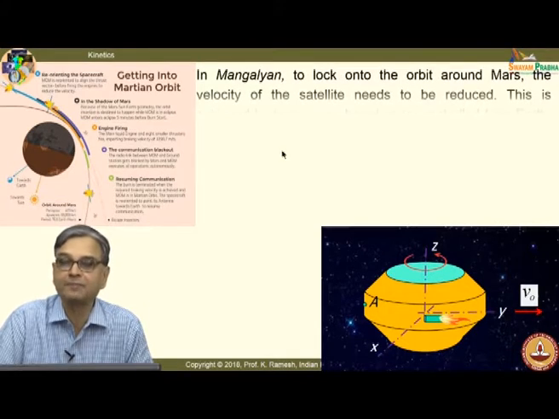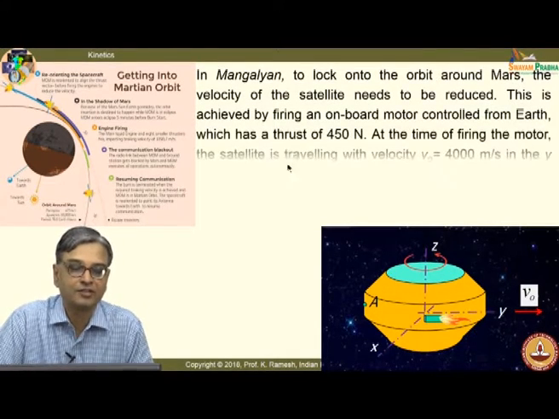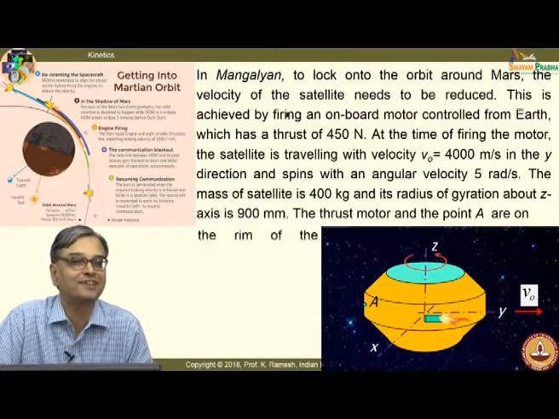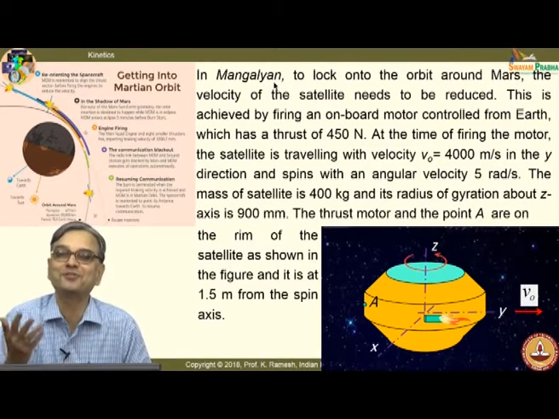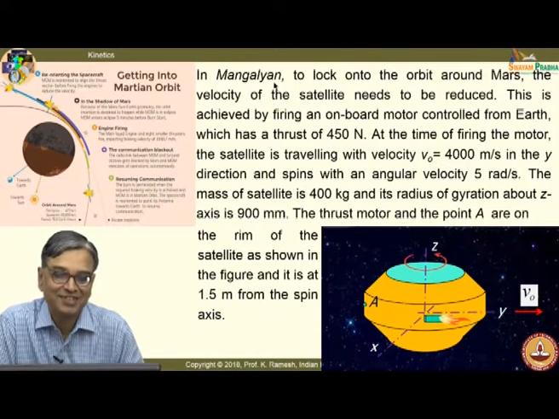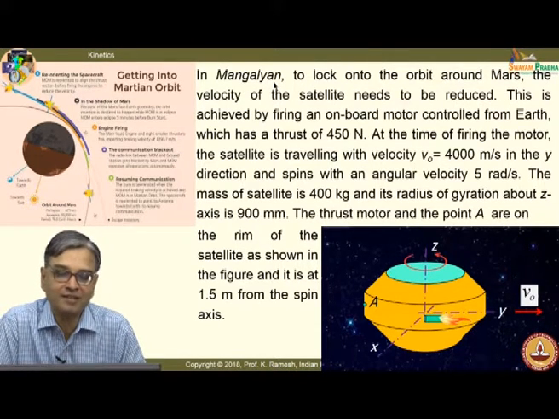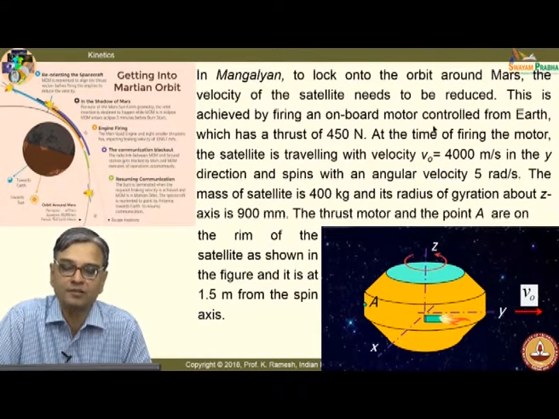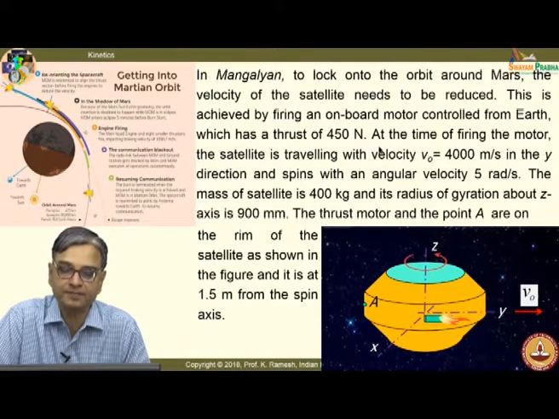So, the problem statement is like this. Let us also feel, we will solve a simple problem. We also take credit that we have also done something to do with Mangalyaan. So, to lock into the orbit around Mars, the velocity of the satellite needs to be reduced. This is achieved by firing an onboard motor controlled from Earth, which has a thrust of 450 newtons.